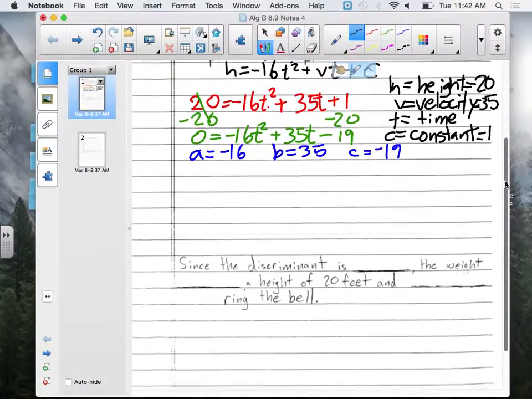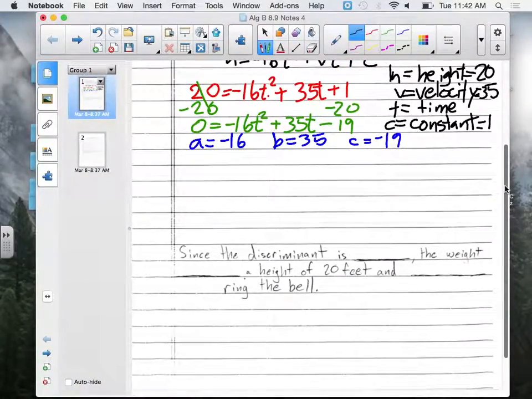What part of the quadratic formula gives you the discriminant? You don't need the whole thing. B squared minus 4AC, that's how we find the discriminant. Right. So we're taking part of the quadratic formula.